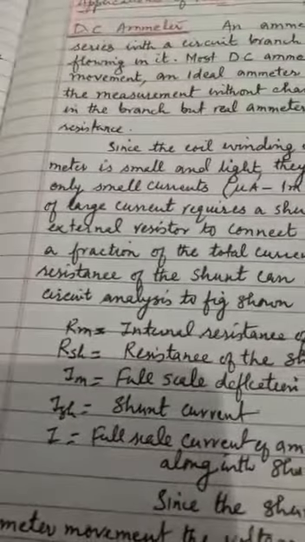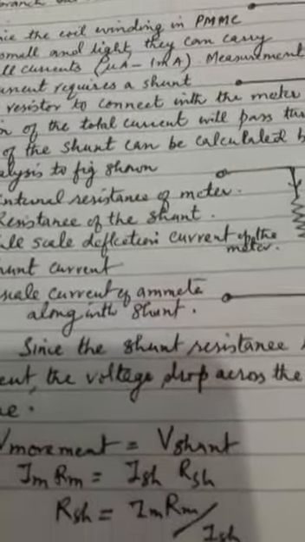So this is the mathematical relation which I have shown you. The current through the circuit is given by this. RSH is equal to IM RM divided by I minus IM. This is the relation which I have shown you here. So dear students, kindly go through this mathematical relation and learn it by heart. This question is very important.